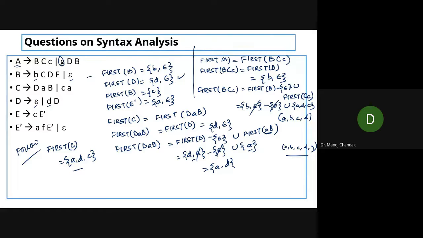Yes, good. So once we are done with first, we will compute the follow. And what is follow here? Let me show you the first. So look at this: A, B, C, D, G. Okay, I will stop sharing this. I will share the Word file now.